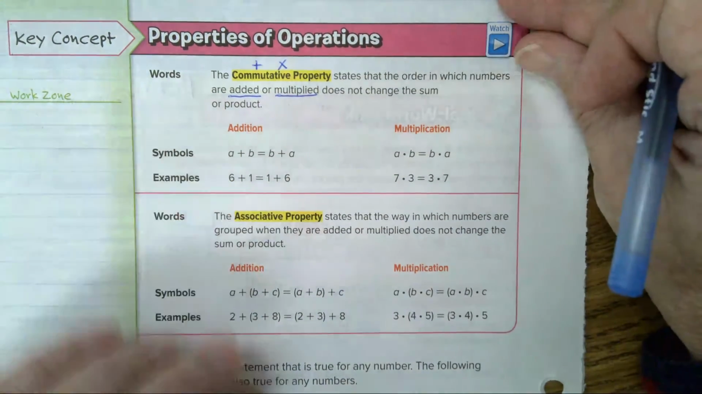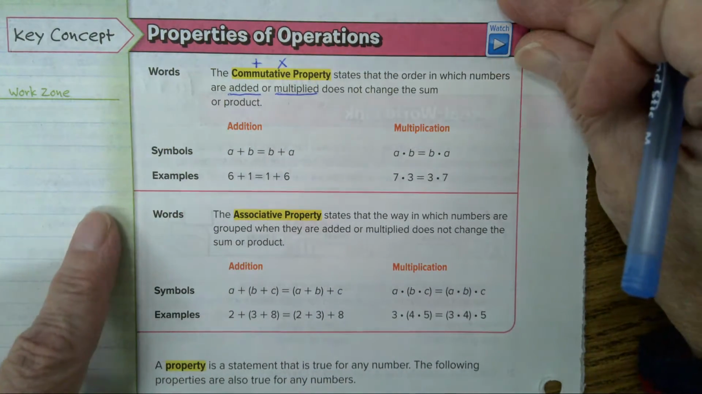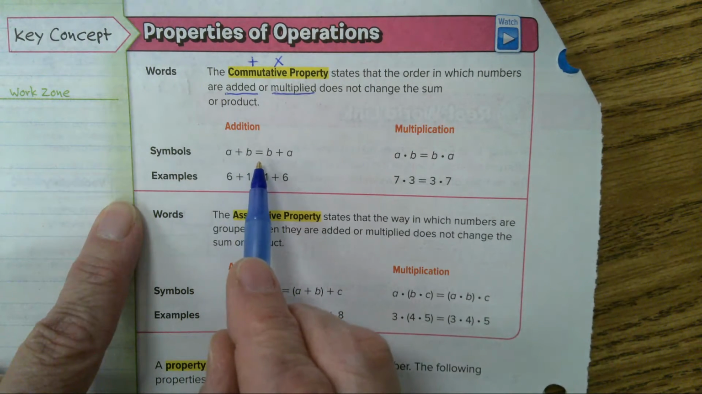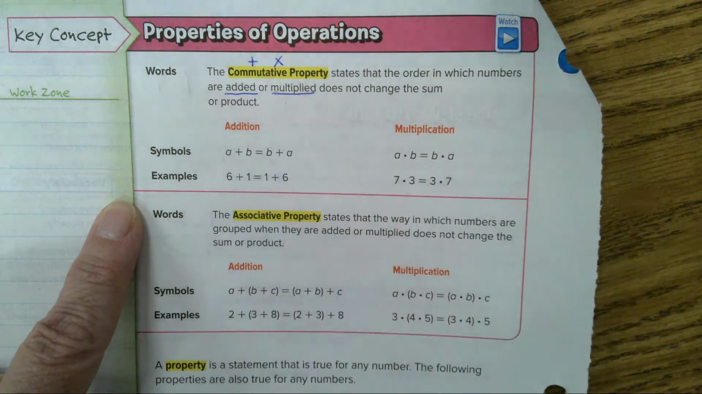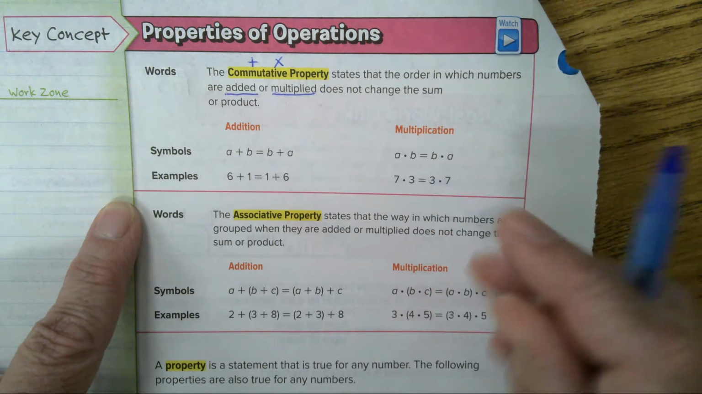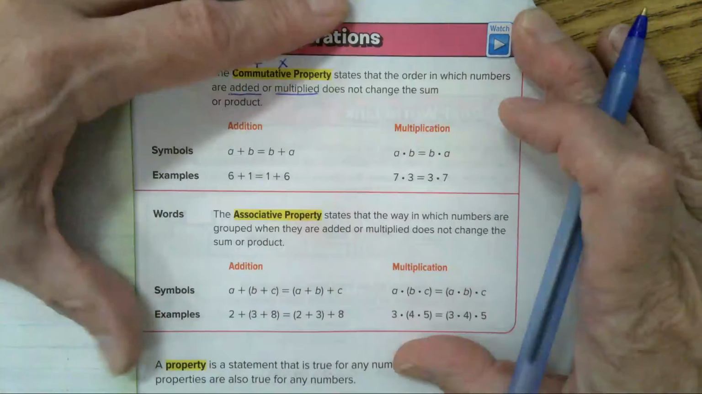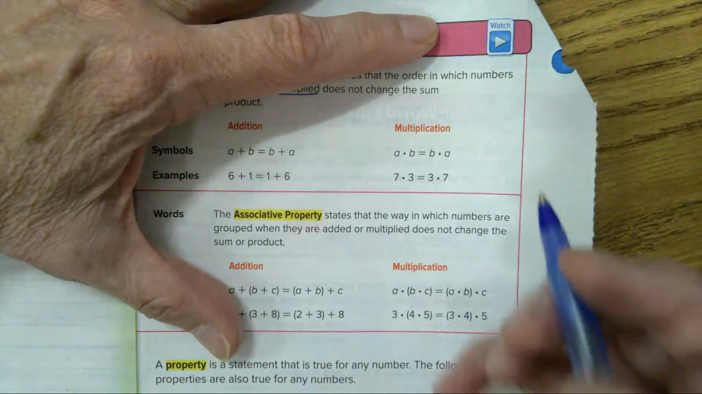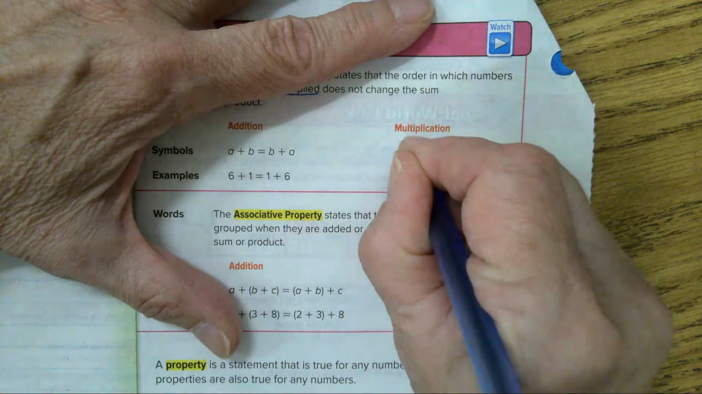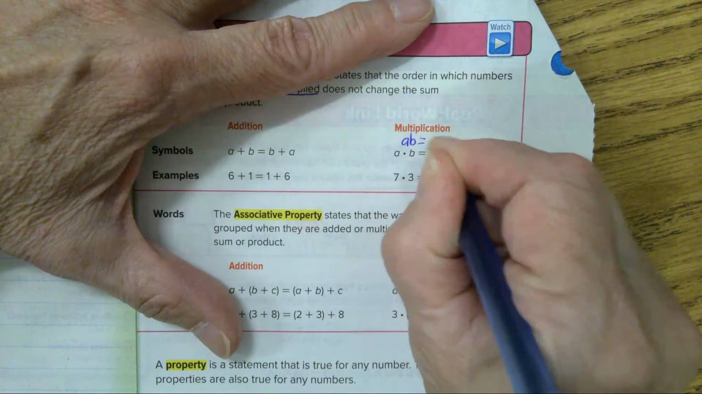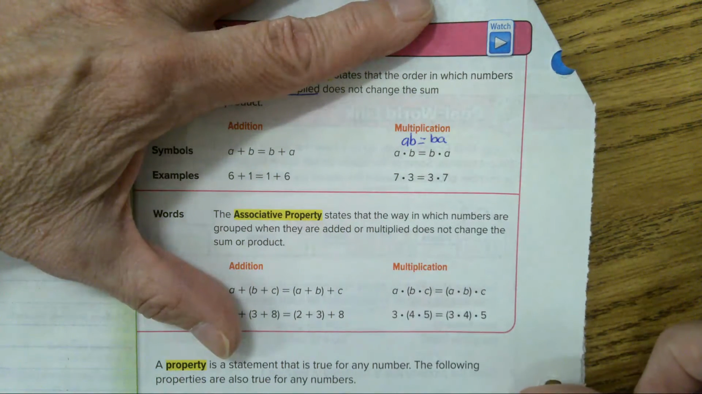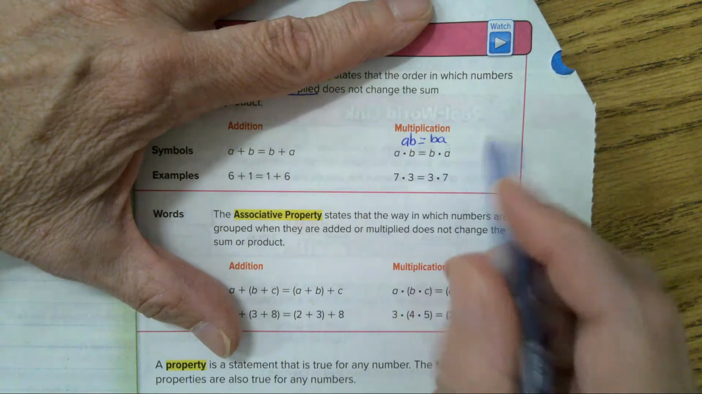Now here it is in algebra symbols. For addition, A plus B is the same thing as B plus A. A times B is the same thing as B times A, with the dot. Another way you're going to see multiplication written is AB equals BA, where they put the variables right next to each other. So write that above the ones there.